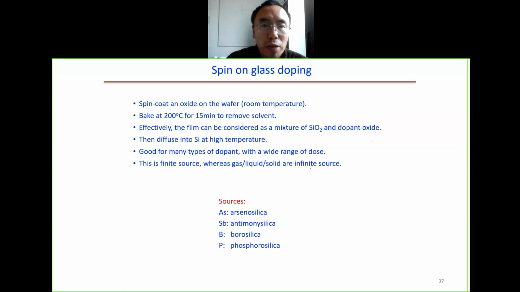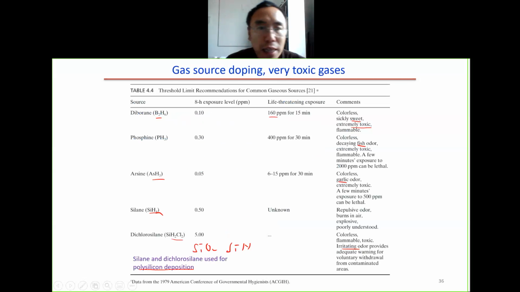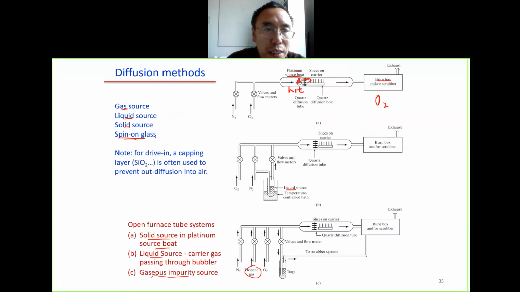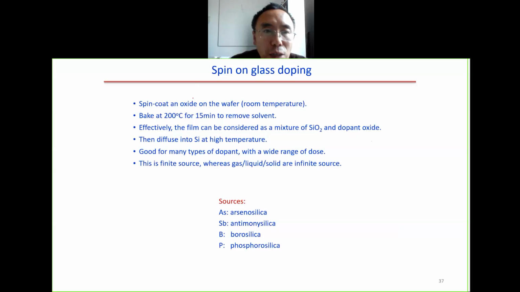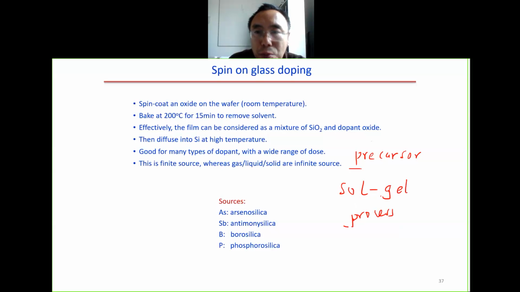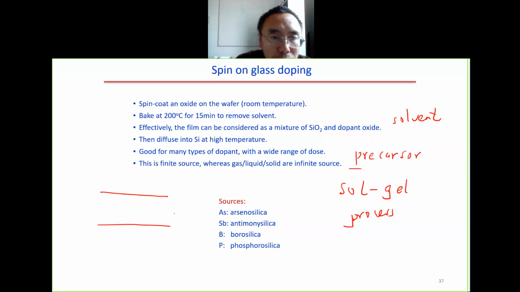So now we look at the first one, the spin-on glass. How to do the spin-on glass doping. So in this case, when we spin coat a film, we have this precursor. This is called the sol. I think you are familiar with this, the sol-gel process. So we have this precursor in the solvent. Then we do the spin coating. In the spin coating, we get this film.